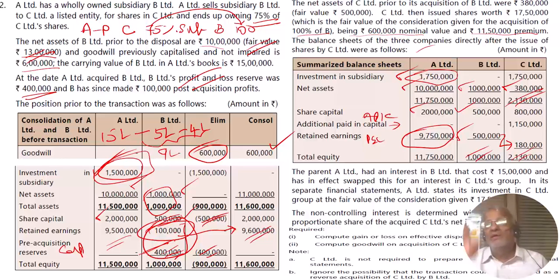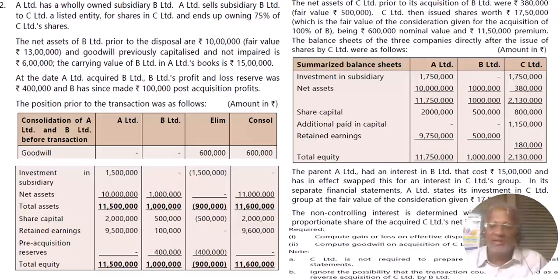C is the last subsidiary company there. A, B and C. C is not expected to prepare any consolidated financial statement, and ignore the possibility that the transaction will be classified as a reverse acquisition of C Limited by B Limited. So ignore that chance and we are expected to answer these two questions. I mean, compute the gain or the loss on effective disposal and compute the goodwill. So how do we crack this problem?